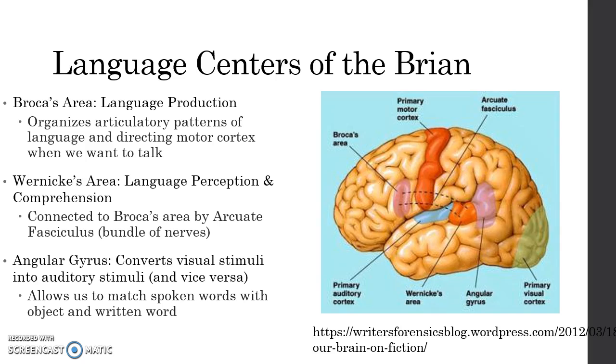There are different language centers of the brain as well. So Broca's area is concerned with language production. This organizes our articulatory patterns of language and directs the motor cortex when we want to talk. Wernicke's area is language perception and comprehension. This is connected to Broca's area by a bundle of nerves. The angular gyrus converts visual stimuli into auditory stimuli and vice versa. So it allows us to match spoken words with an object and a written word.